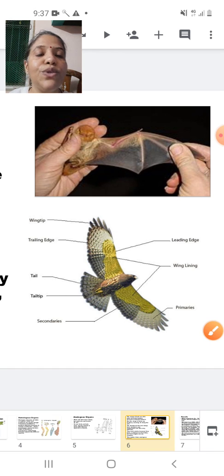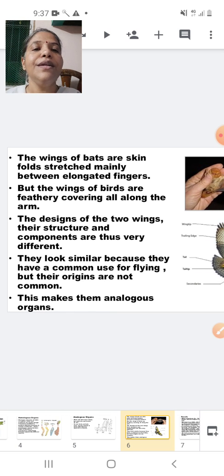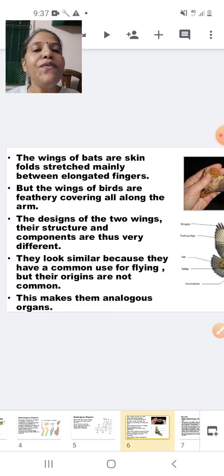Okay, so let's do the reading part here. Analogous organs tell us about different ancestry. The wings of bats are skin folds stretched mainly between the elongated fingers, but the wings of birds are feathery covering all along the arm. The designs of the two wings, their structure and components, are thus very different.